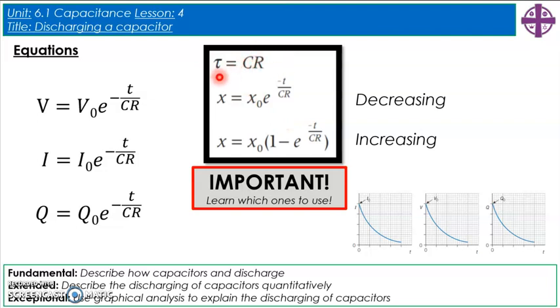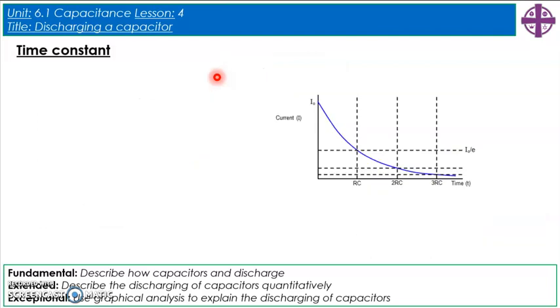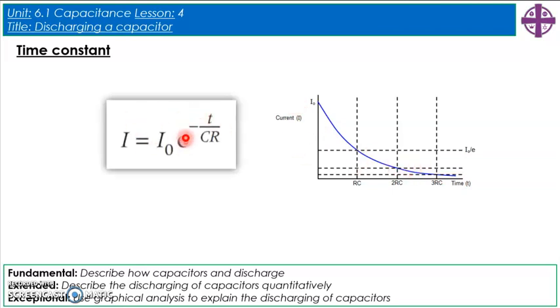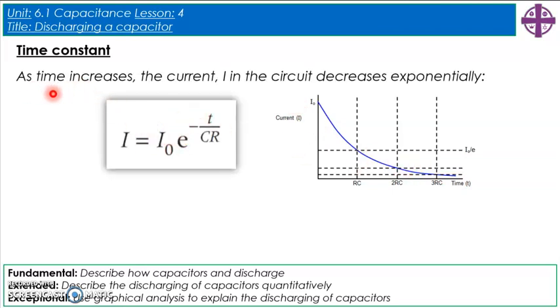This symbol here is called tau, and it's the time constant. So what we've got is our current, and our current decreases with time. We can see that on the graph, and we can see that from the equation. So we can see that as time increases, the current I in the circuit decreases exponentially.